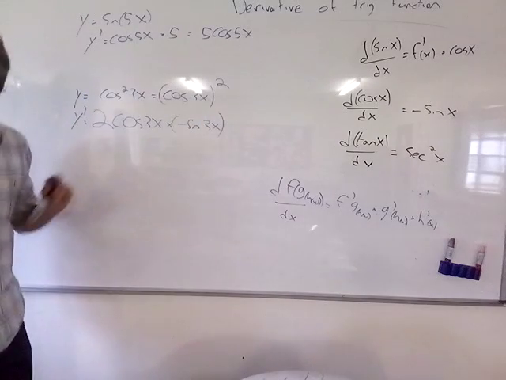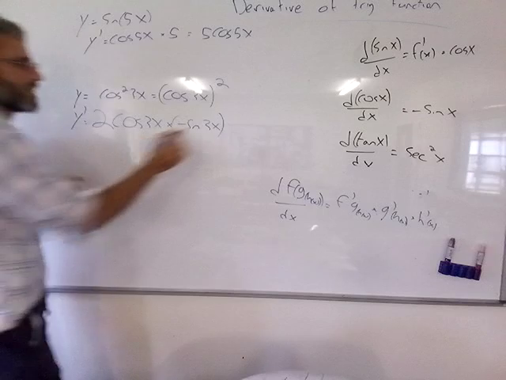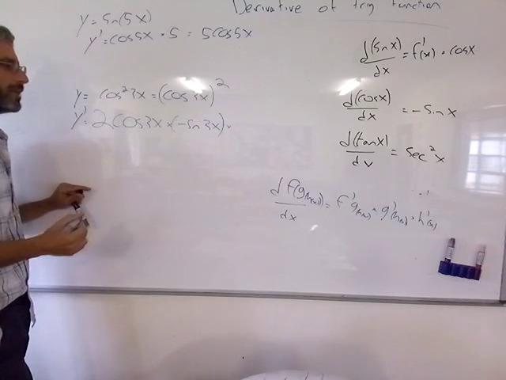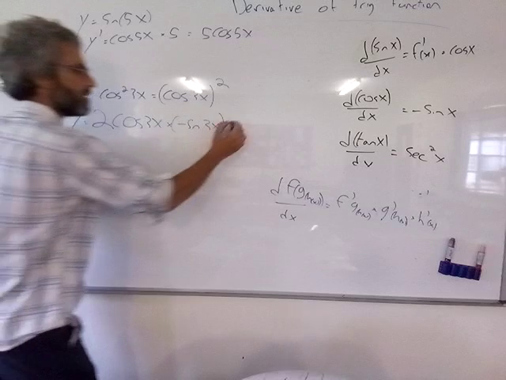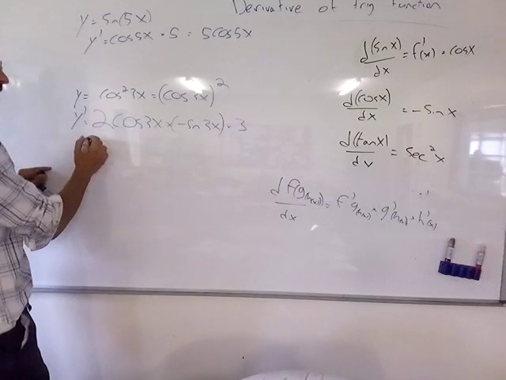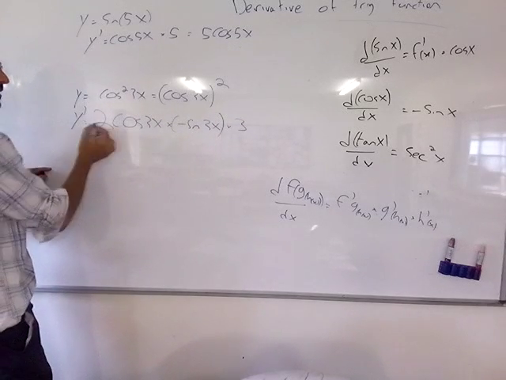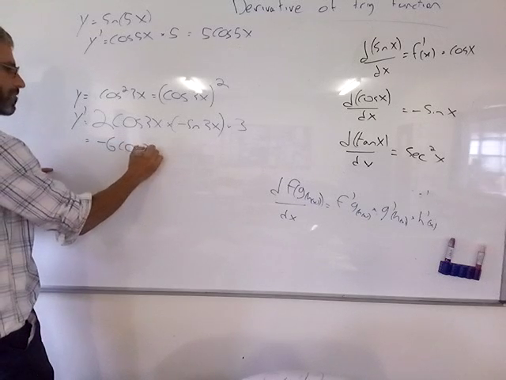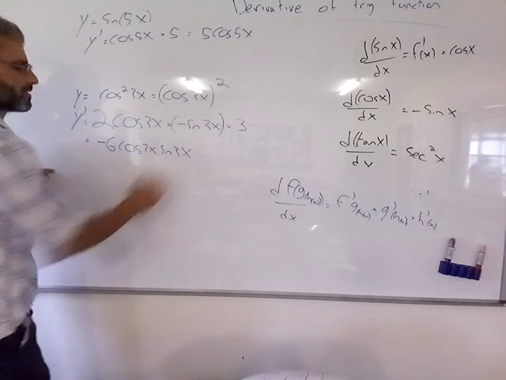So that was the derivative of the middle function. And now we multiply by the inner babushka, which is just 3x. So we multiply it by 3. And the answer is 2 times 3 times, so it's minus 6 cosine 3x sine 3x.